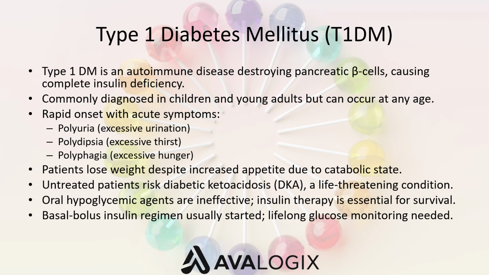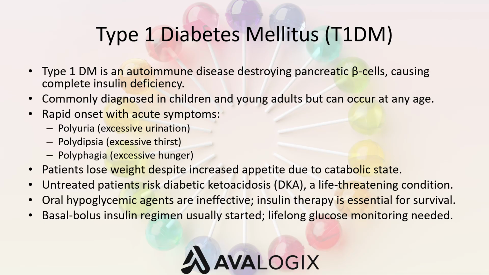Type 1 DM is primarily an autoimmune condition. The immune system mistakenly targets the insulin-producing beta cells of the pancreas, gradually destroying them. This leads to complete insulin deficiency, which is why insulin must be administered externally. It's commonly diagnosed in children and young adults, but onset can happen at any age. The destruction is usually rapid, so the presentation is acute.